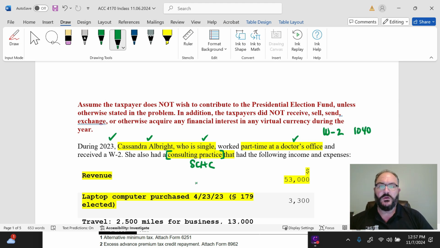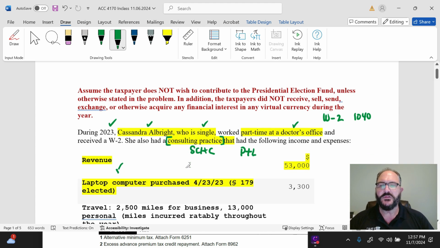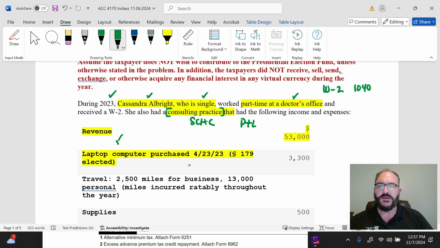Now, in her consulting practice, she had revenue of 53. Okay, and remember on that Schedule C, it's kind of like a profit and loss statement. Okay, so that's essentially what Schedule C is. Okay, then as we go down, now she purchased a laptop computer, and she wants to do Section 179. Now this is going to wind up on Schedule C as well, but it's also going to be on Form 4562, and we're going to take a look at that, right?